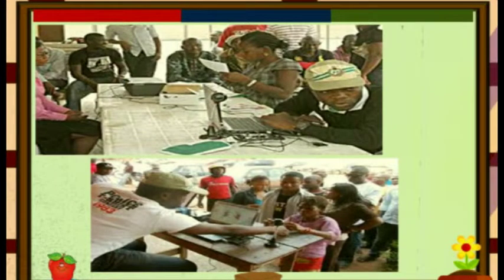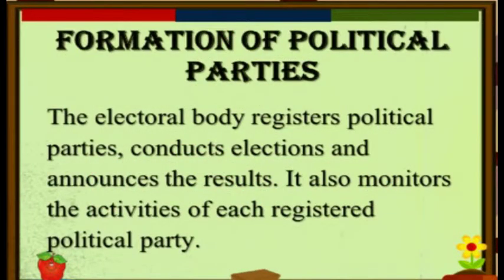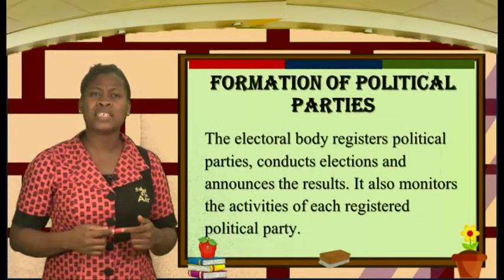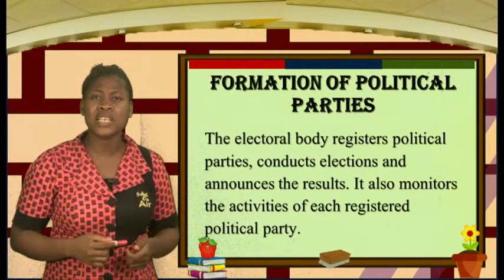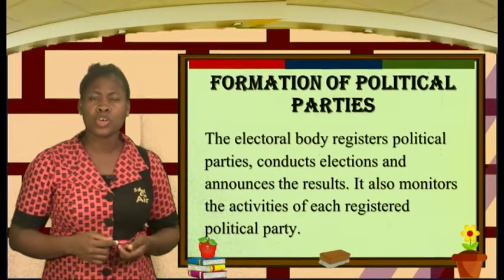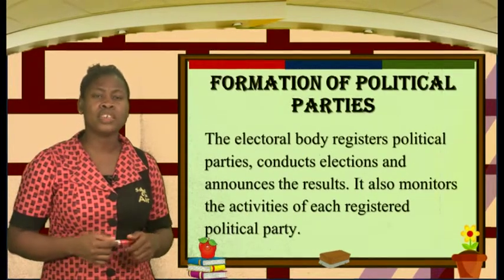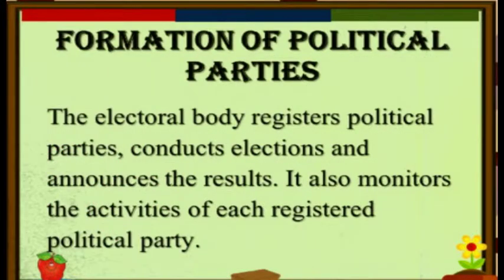This is a picture showing elections being conducted in two states within the country. The electoral body that registers political parties conducts elections and announces the results. After these political parties have been registered, they have the ability to involve themselves in elections so that they can take political offices within the country. After the elections are conducted, results are announced. The electoral body also monitors the activities of each registered political party so that none of them go wrong.